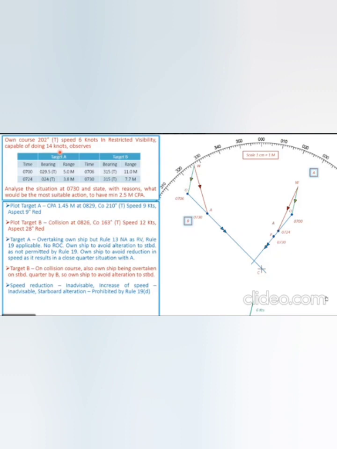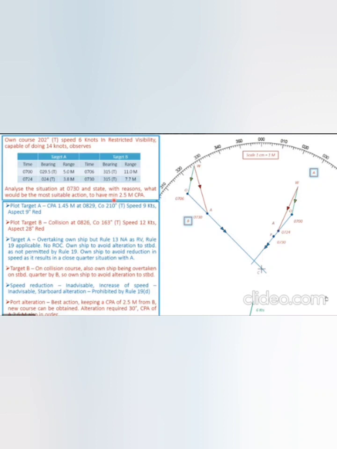Then another action which we had evaluated is starboard alteration. Starboard alteration is prohibited by ROR, Rule 19. And the last option which is available to us is a port alteration. So let us now evaluate if we do a port alteration, how does the situation with both these ships change. So let us now try to visualize if the vessel alters course to port to maintain a minimum CPA of 2.5 nautical miles, what would be the action required? What should be the alteration required?